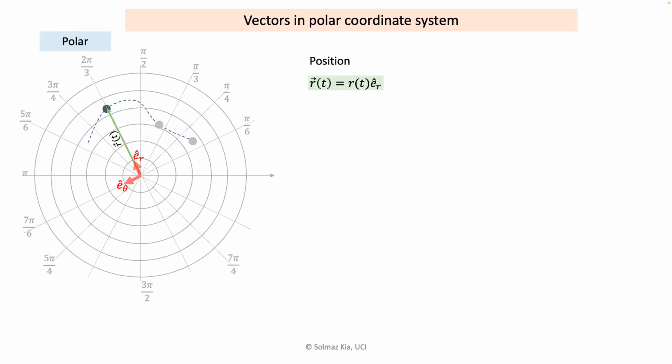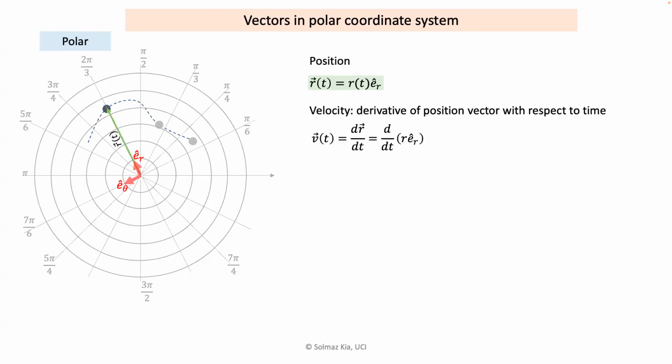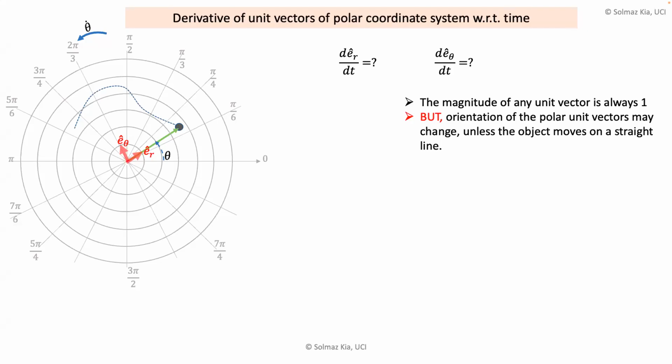Let's consider the polar coordinate system. To compute the velocity of the object in this coordinate system, we take the derivative of the position vector with respect to time, just like what we did in the Cartesian coordinate system. Using the chain rule, we arrive at the equation that you see here. Now you can see that the derivative of unit vector e_r shows up in our equation. The derivative of unit vector e_theta shows up in the acceleration equation. So I'm going to skip those details. Now the question is, what are the derivatives of these unit vectors of the polar coordinate system, e_r and e_theta, with respect to time?